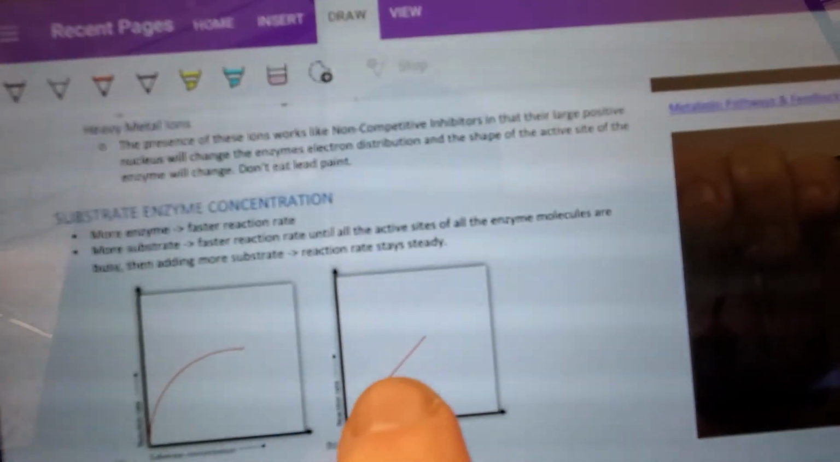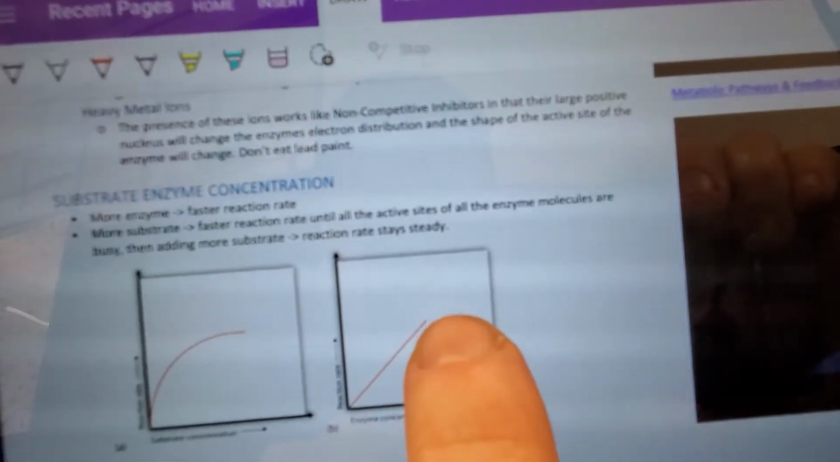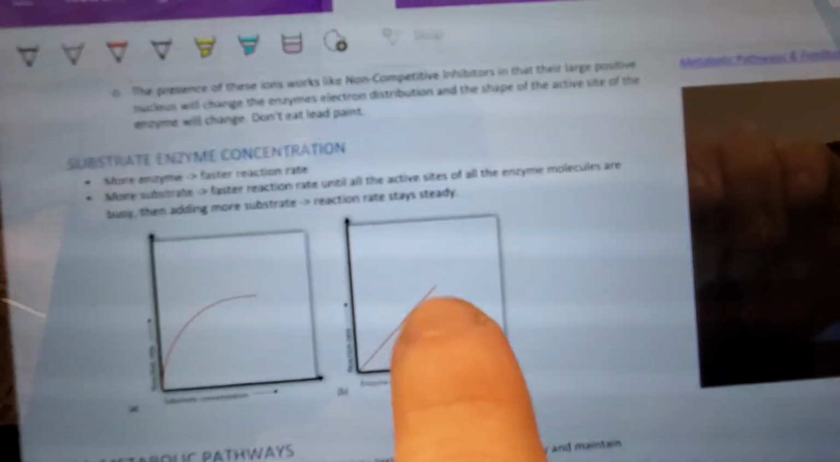Okay, next thing that affects enzyme activity is substrate and enzyme concentration. So if you have lots of enzyme, then the reaction rate will be really fast because you're going to encounter substrate all the time. You keep adding more enzyme until all of the substrate is gone. And if we look at the graph of enzyme concentration, it's just a straight line. The more enzyme you have, the faster the reaction rate until it drops down to nothing.